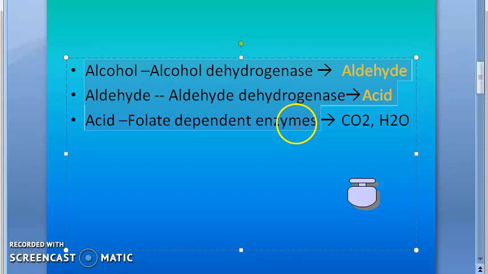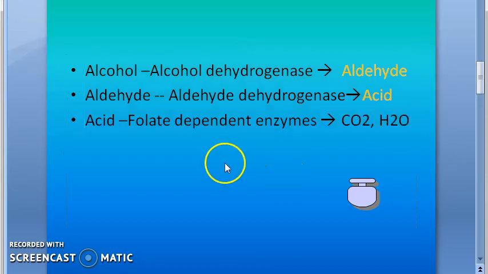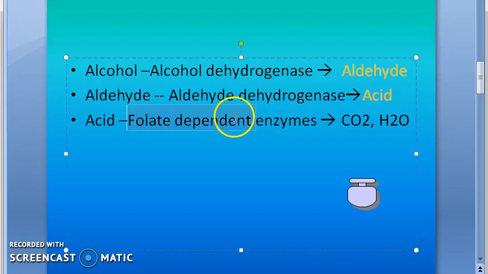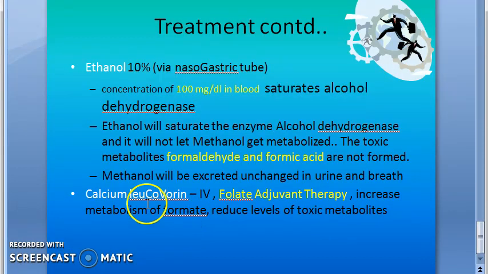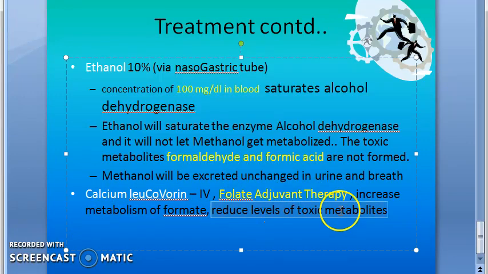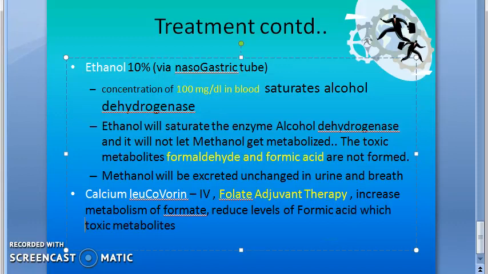So, I am showing you this slide where we earlier saw how the enzymes work, right? These are the folate dependent enzymes that we were looking at. This step, formic acid to carbon dioxide and water, is promoted more by calcium leucovorin, correct? Calcium leucovorin, folate adjuvant therapy. It increases metabolism of formate, it reduces the level of formic acid in the body, which is a toxic metabolite. Got it?